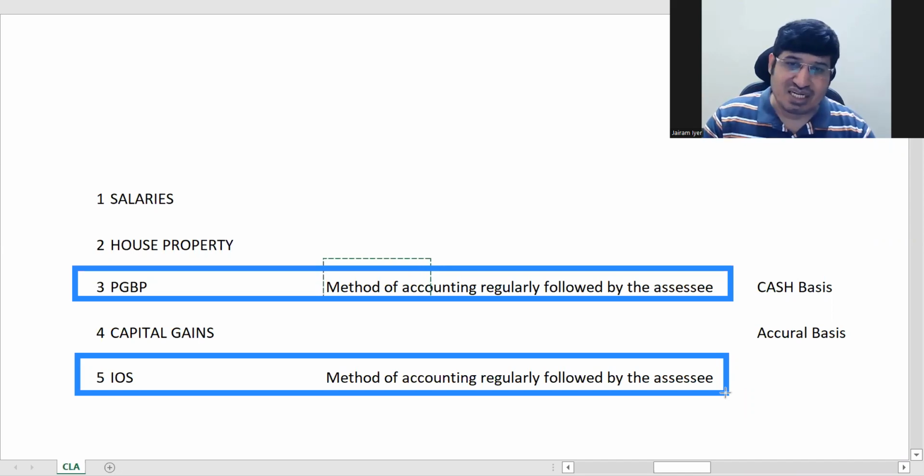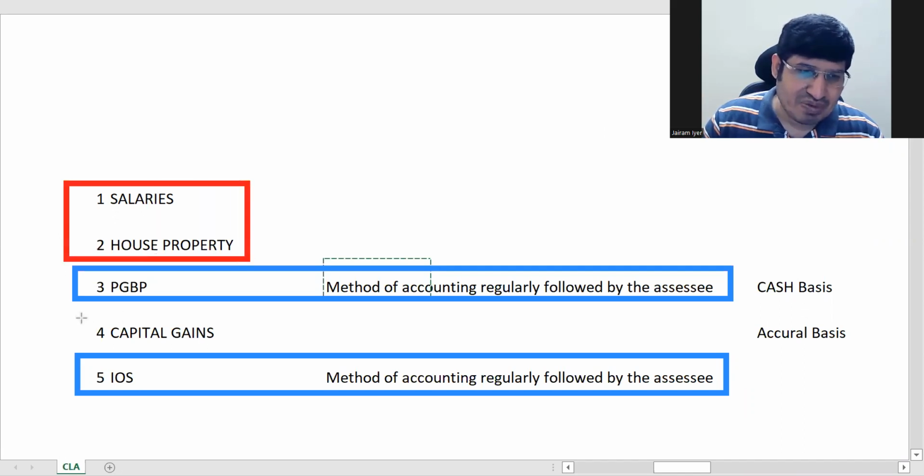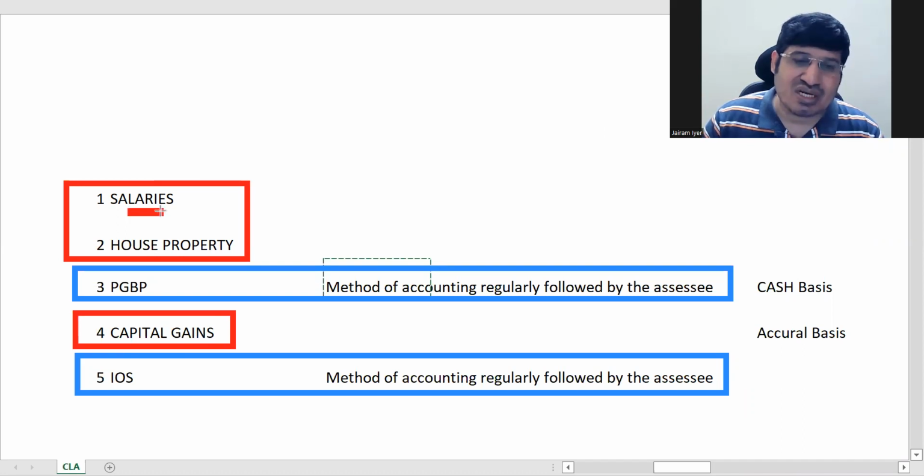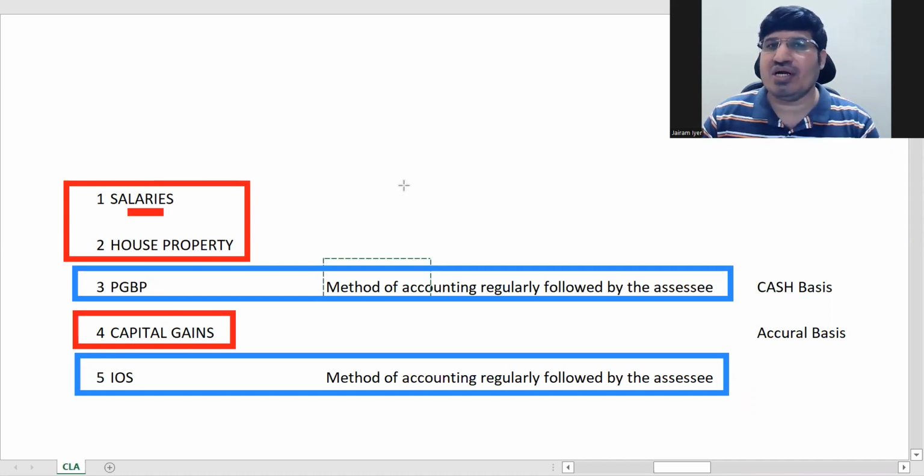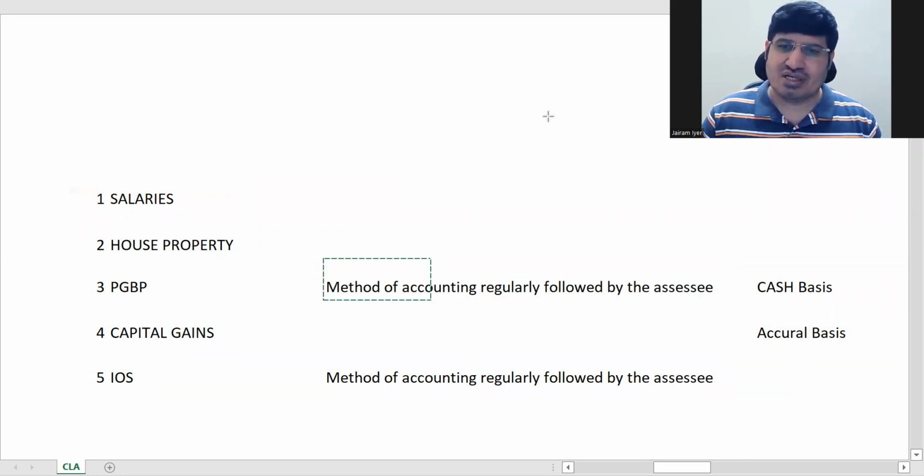But for the other 3, which I am marking in red, your salaries, house property, and capital gains, you need not worry about what is the method of accounting. For example, salaries: now you are an employee, your salary is due or your salary has been received. That is what is going to be seen. So as an employee, you don't need to maintain any books of accounts for it. Right, so this is one point which I wanted to tell you before we go ahead.